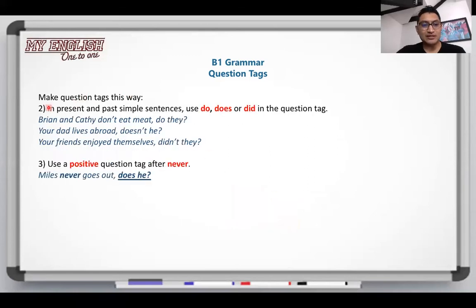Make question tags this way. Number two. In present and past simple tenses, use do, does, or did in the question tag. For example, Brian and Kathy don't eat meat, do they? Your dad lives abroad, doesn't he? Your friends enjoyed themselves, didn't they? Point number 3. Use a positive question tag after never. Example, Miles never goes out. Does he?